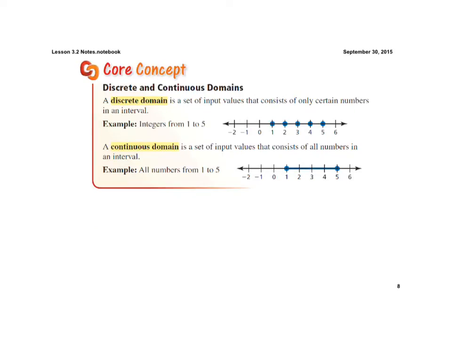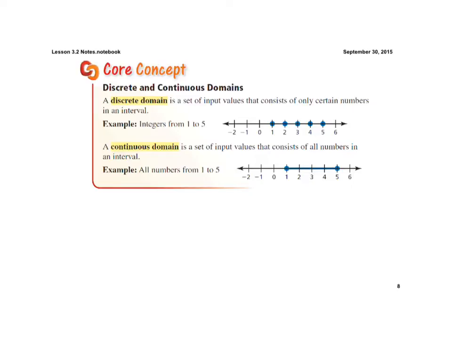Now, this is where we talked about in the very first slide and writing down that definition of a discrete domain and a continuous domain. A discrete domain is a set of input values that consist of only certain numbers in an interval. So here, for example, they have the integers graphed from 1 to 5.